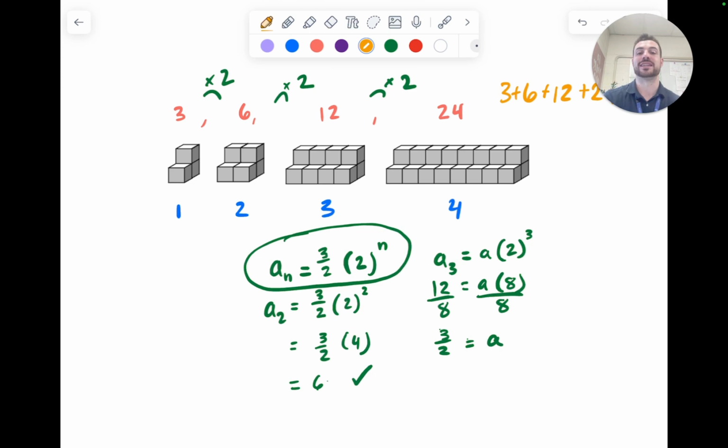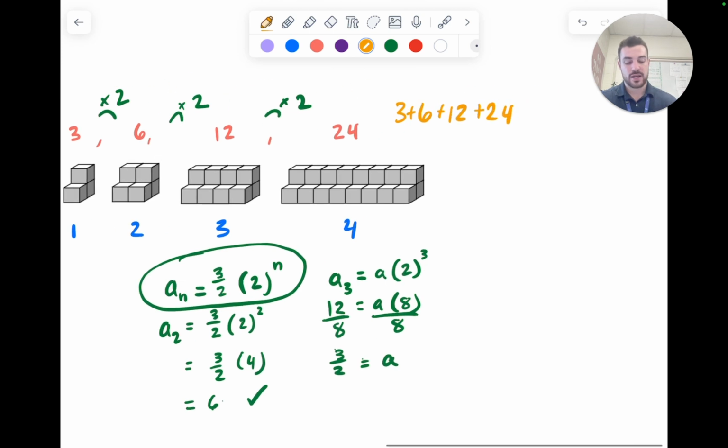We are finding the series of this sequence. And then 3 and 6 is 9, plus 12 is 21. 21 plus 24 is 45. All right, so a sequence is an ordered list of numbers. And a series is when you take the sum, when you add together those values in your sequence.